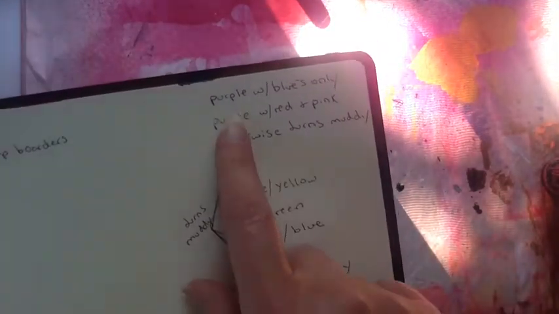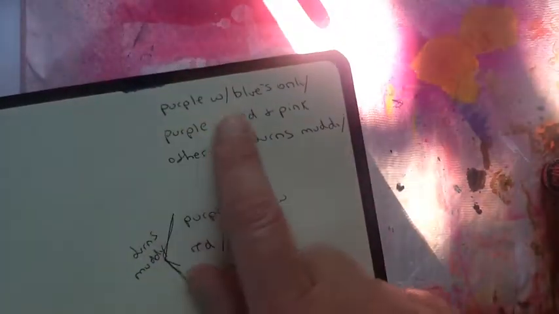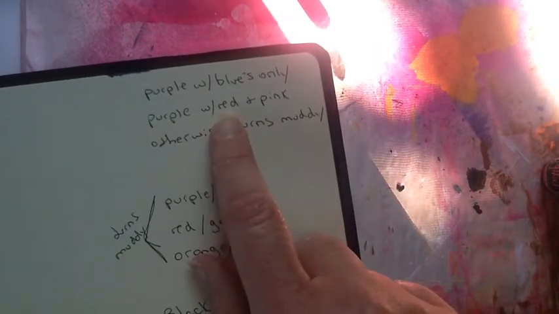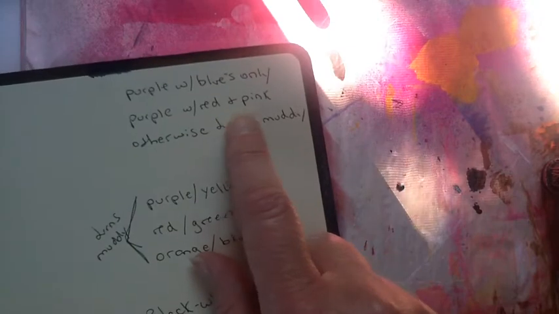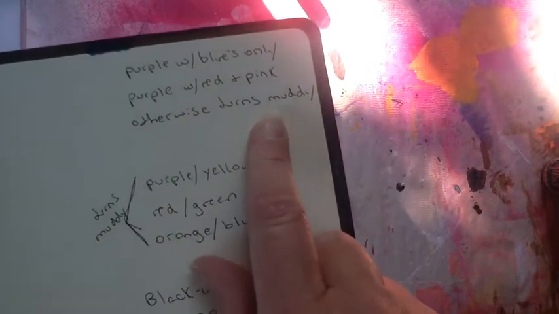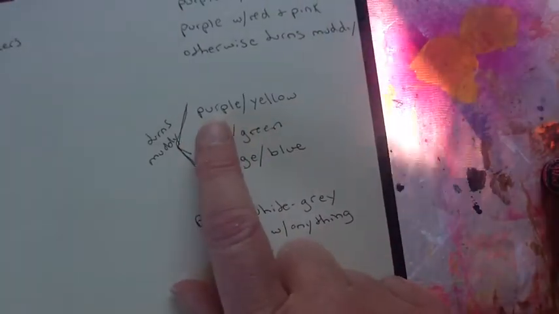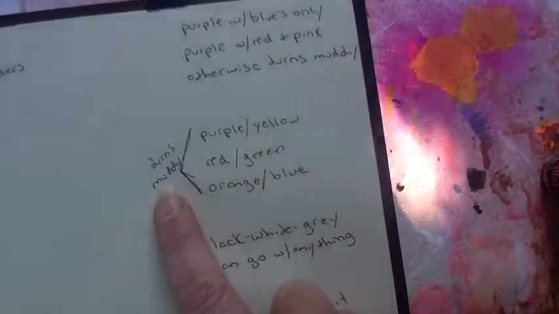And what else she said, I'll lift this up, is the purple. She did not include the purple in either one of those baskets because it really is a color that will create mud very easily. She said the purple you can only use with the blues. You can use the purple with the reds or pinks. Otherwise, it turns muddy. And also, if you put purple and yellow together, it'll turn muddy.